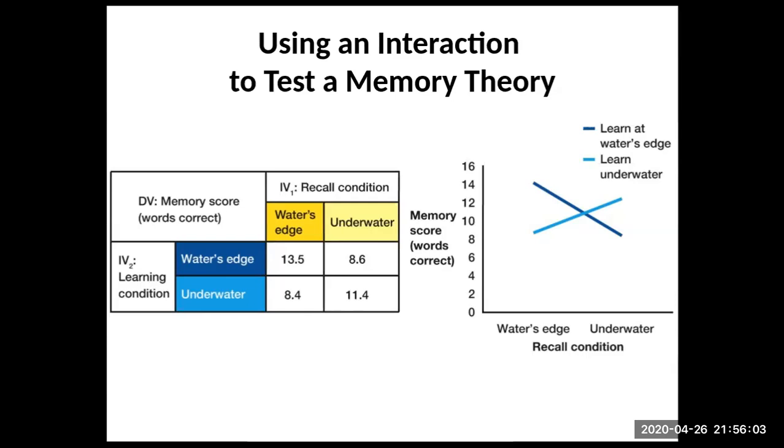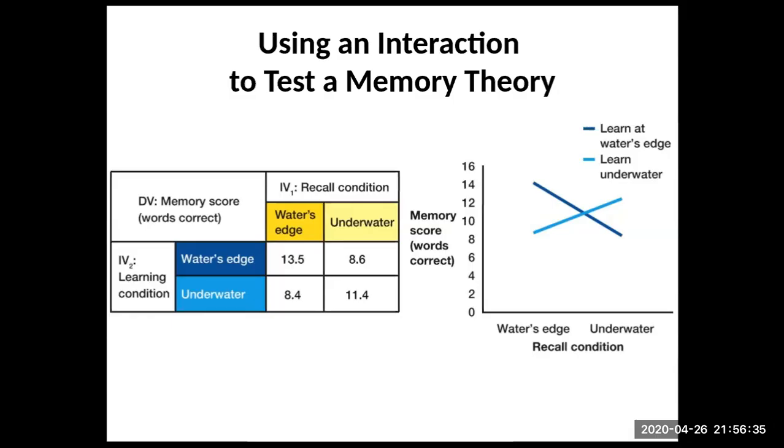Here we have 4 groups. We have people who learned at the water's edge and people who learned words underwater. And then we have people split up into people who recalled at the water's edge and people who recalled underwater. So this gives us 4 groups. Learned at the water's edge, recalled at the water's edge; learned at the water's edge, recalled underwater; learned underwater, recalled at the water's edge; and learned underwater, recalled underwater. So these could be people that were divers or things like that.